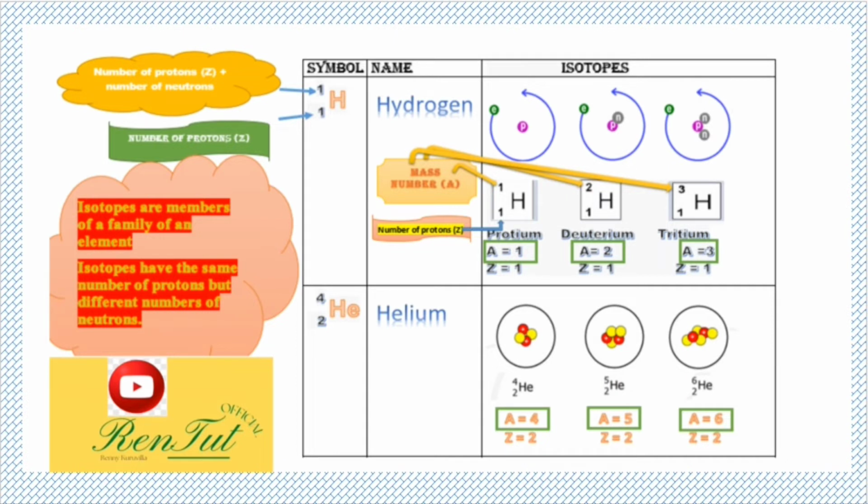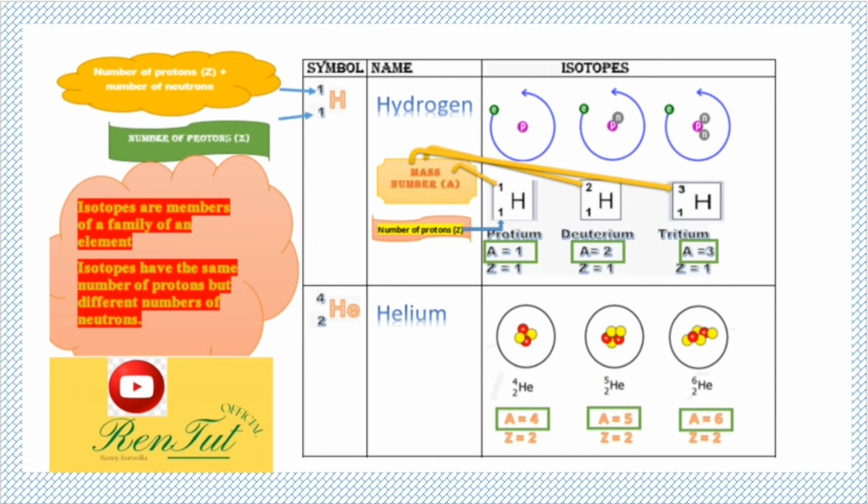Now let's take the third example. In hydrogen itself, in the same family, we have one more isotope which has Z equal to 1 again. The number of protons in all three, protium, deuterium and tritium, remains the same. The only difference is the mass number A. Here in tritium A is equal to 3. So in all three cases, A is equal to 1 for protium, A is equal to 2 for deuterium and A is equal to 3 for tritium.